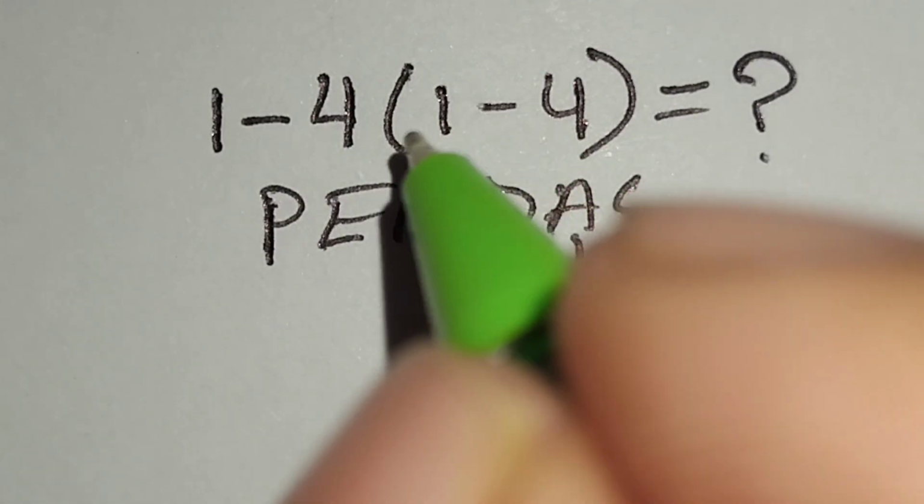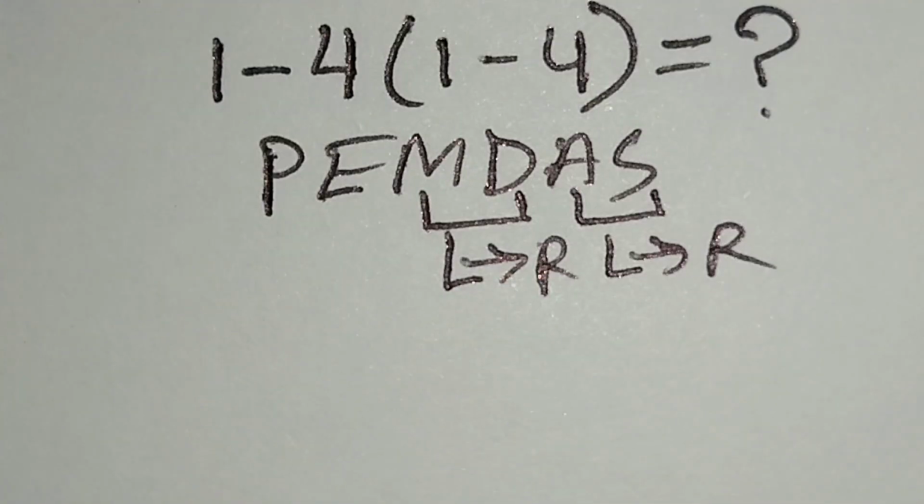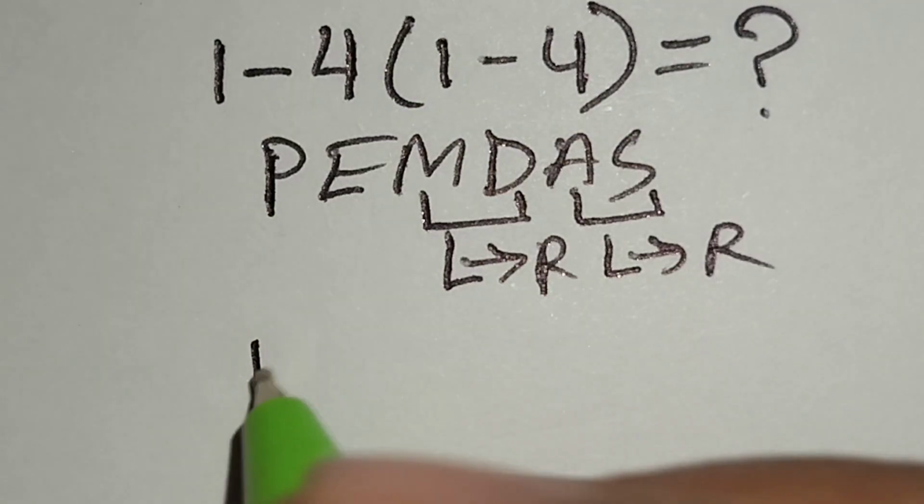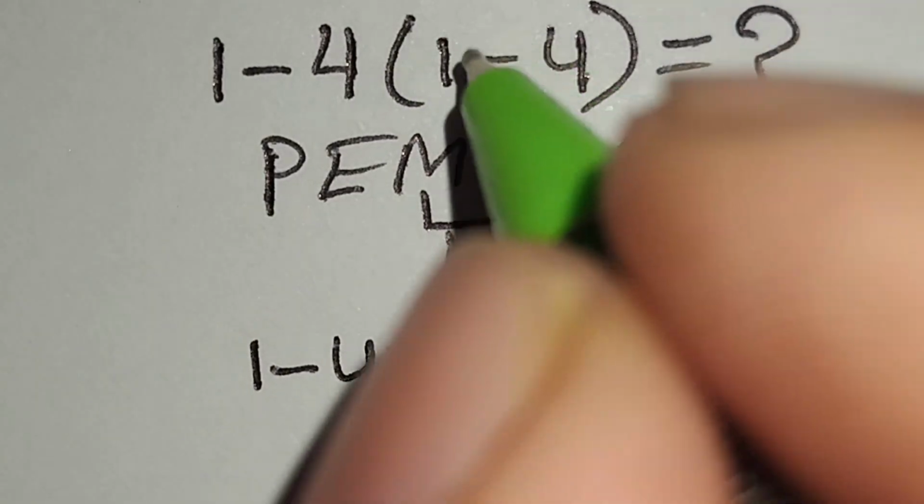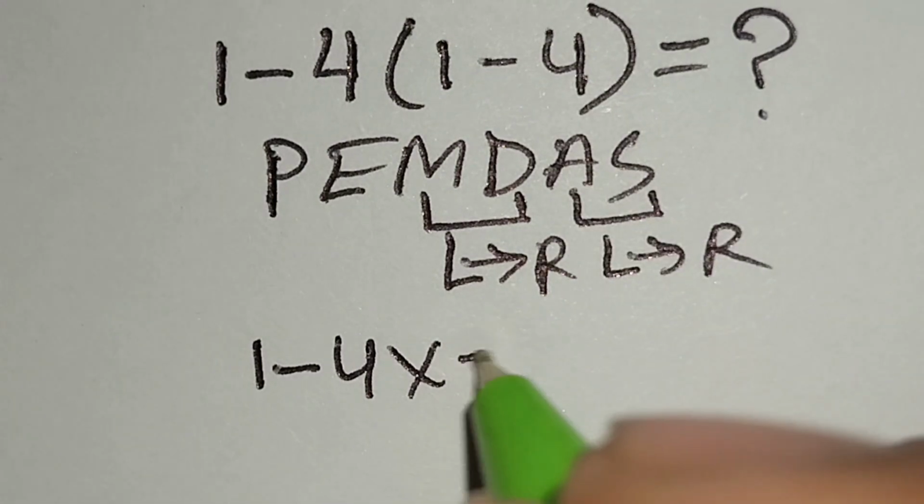Therefore, at first we have to work with this parenthesis. Here this 1 minus 4 multiplied by 1 minus 4 gives us negative 3.